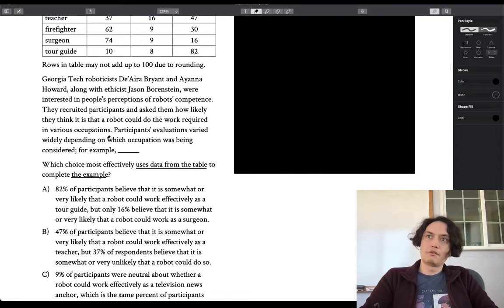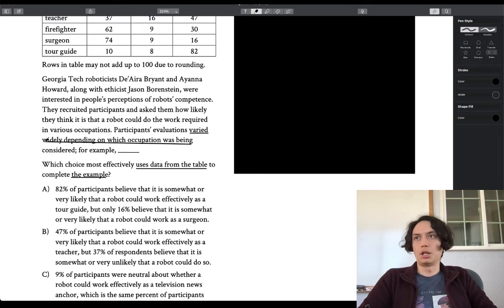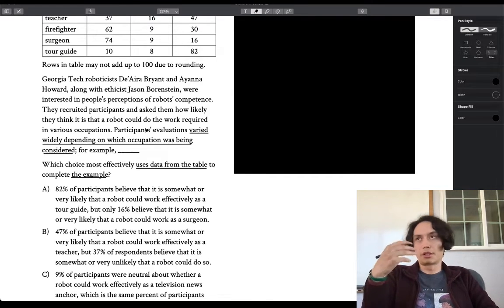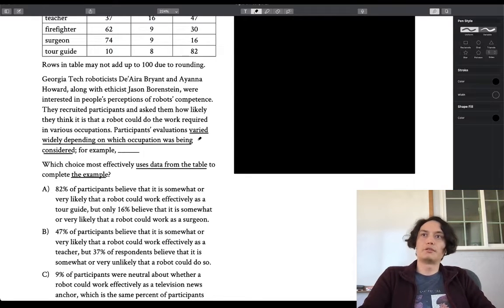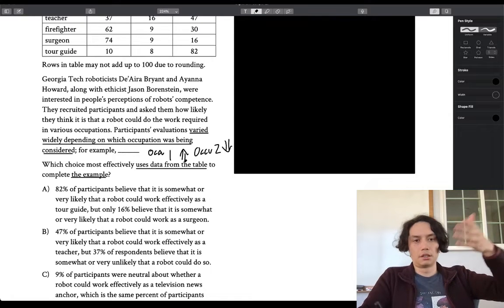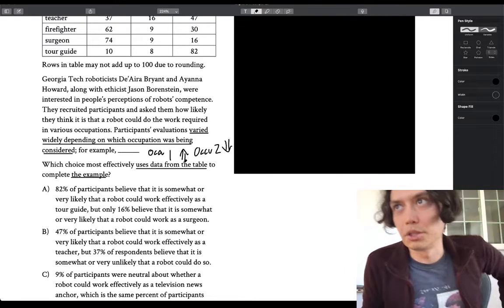Participants' evaluations varied widely, depending on which occupation was being considered. For example, blah. So we need to complete the example. There's a claim that we need to give an example of. The claim is that there's variation depending on occupation. So for example, occupation 1 is really high, but occupation 2 is super low. That's variation depending on the type of job, the occupation that was being considered.